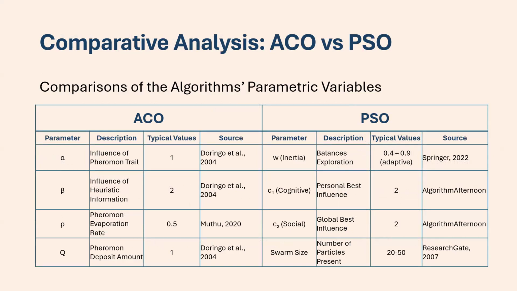Okay, so thank you, Soham. Now that we have a basic understanding of what ACO is, what PSO is, and what our main problem, the traveling salesman problem or TSP, is, these are the parameters that we took for our comparison. These are values that we took from research papers, and you can see them right here. There are alpha, beta, P, and Q in ACO. There are inertia, cognitive, social, and swarm size in PSO.